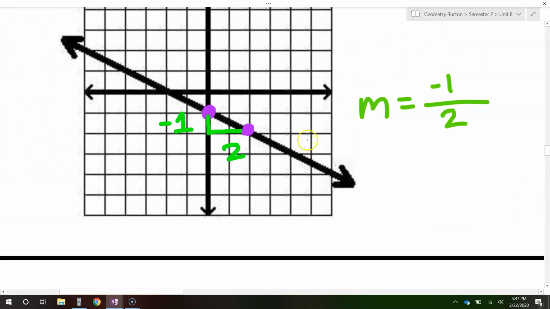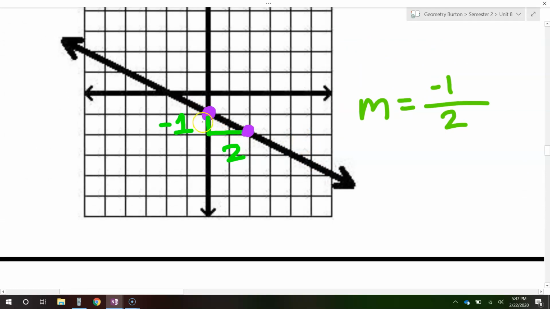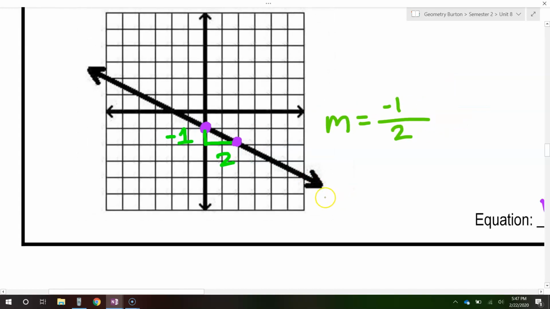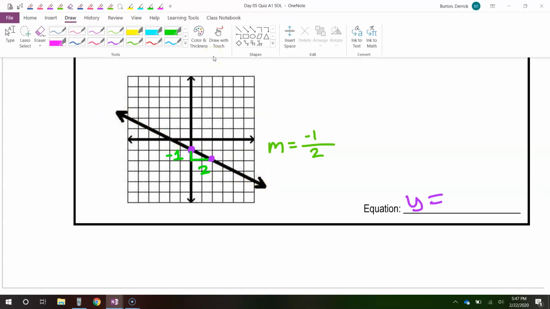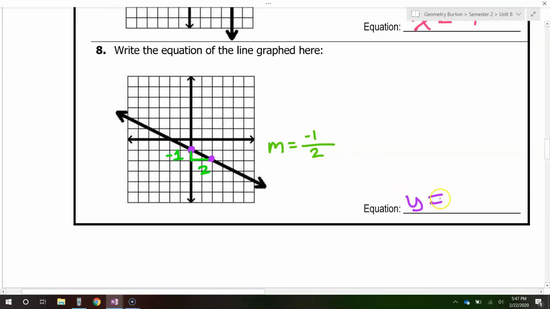But sometimes students make mistakes with which one is negative and which one is positive. So what I like to do is zoom out and just look at the picture as a whole. Can you see that the line is going downhill from left to right? That tells you that the slope is negative. So no matter what you do with the little rise and run, make sure that your slope is negative in the end. So this will be y equals negative 1/2 x.